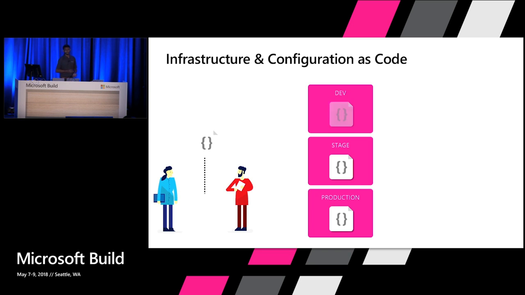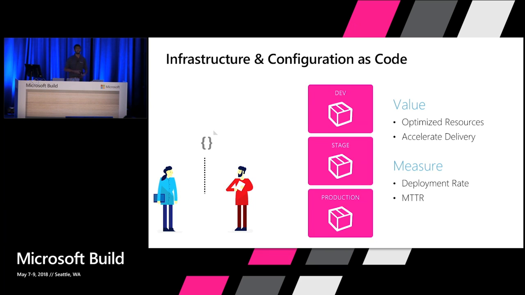Infrastructure and configuration as code allows you to optimize your resources. Rather than hand-building an environment per application, you can take the same environment and size it up and down as you will, or destroy it and rebuild it if you mess it up. You can accelerate delivery. You can get new features out faster because you don't have to ask someone to deploy new hardware. And you can measure your efficiency by looking at how fast you can get new features out and your mean time to resolve an error, your MTTR.